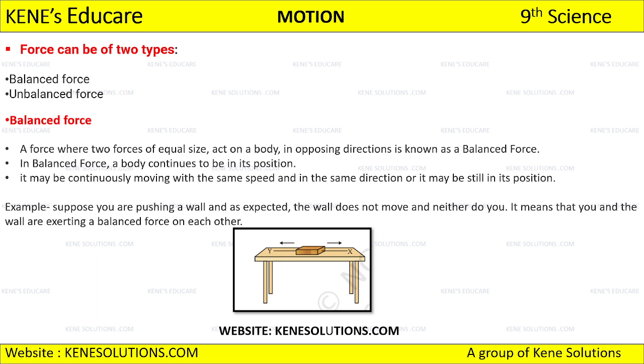So the body may be continuously moving with the same speed in the same direction, or it may be still in its position. For example, they have given for balanced forces: suppose you are pushing a wall and, as expected, the wall does not move and neither do you. Why is the wall not moving, and why are you also not moving in that case? Because an equal force is applied by the wall as well as by you, right? So it means that you and the wall are exerting a balanced force on each other.